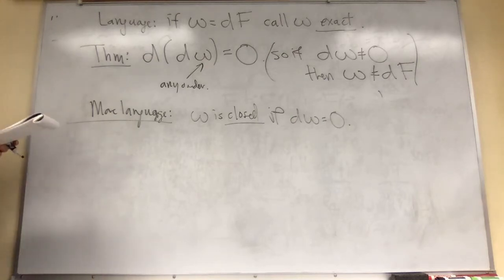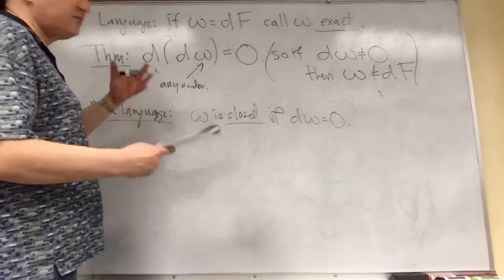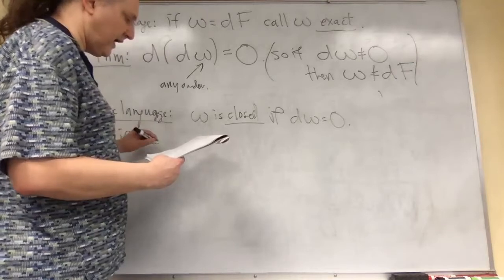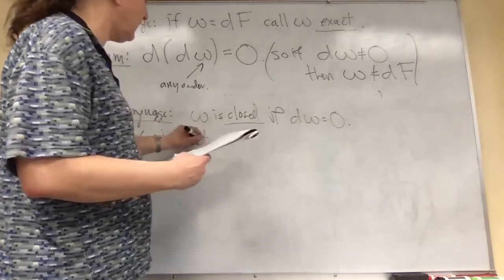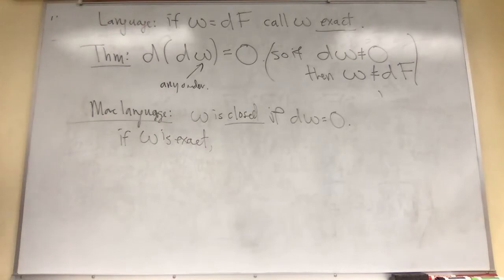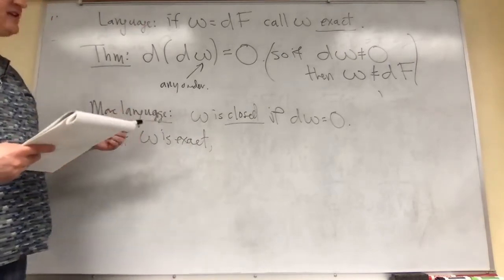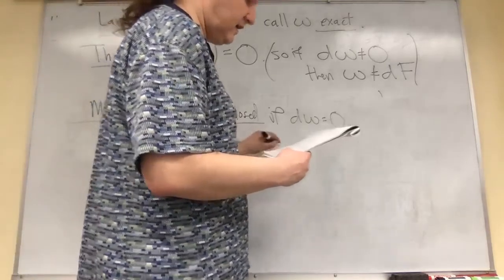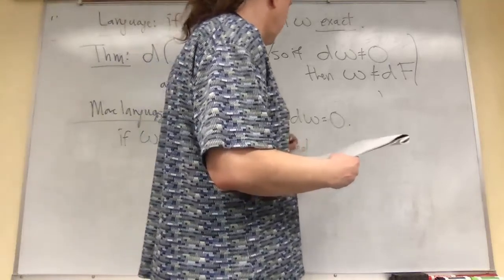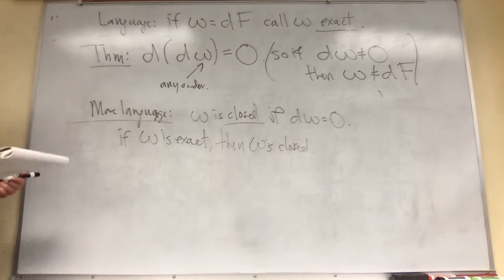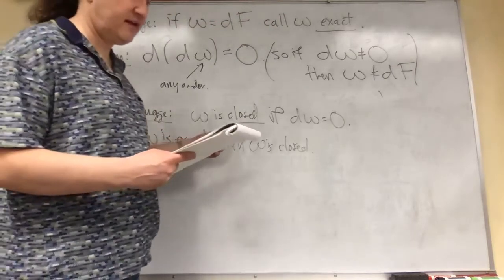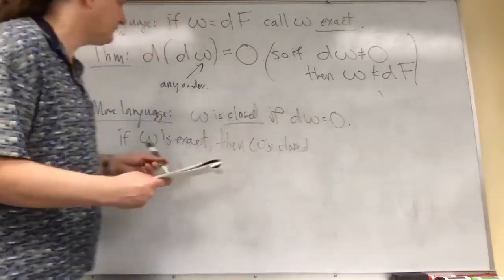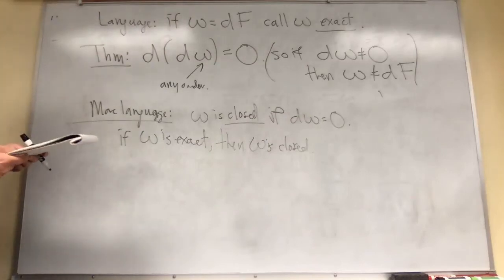So this tells us something. Just trying to put our terms together. If omega is exact, that is, if omega is the derivative of something, that we set up here, then omega is closed. Then if it's the derivative of something, then its derivative itself is 0. Okay, that's fine. That comes from here.